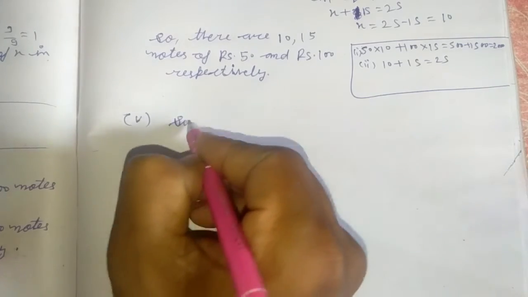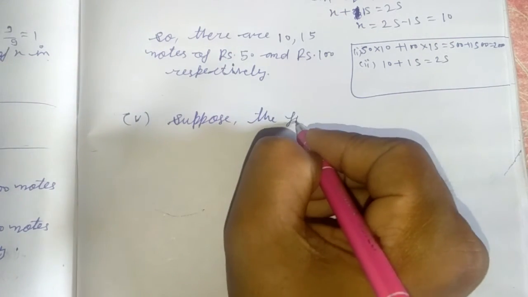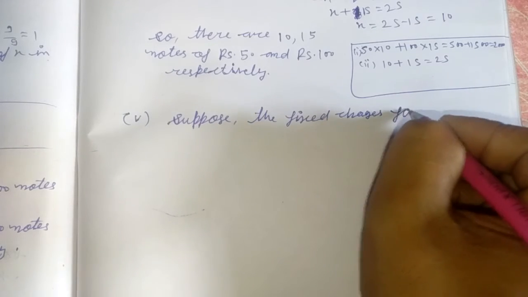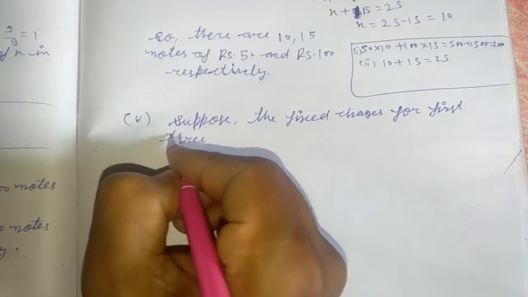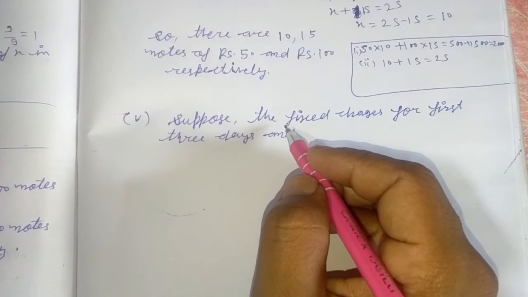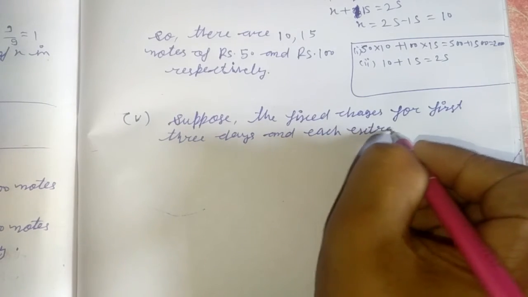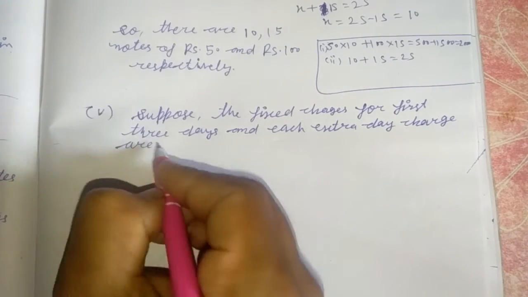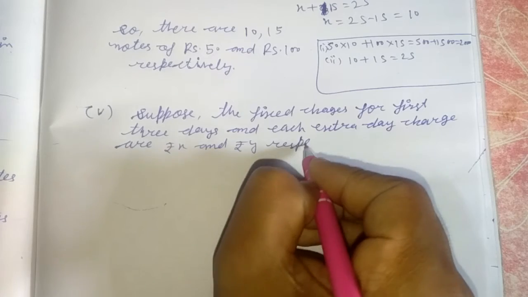So we write here, suppose the fixed charge for the first 3 days and additional charge, or you can say extra, each extra day charge are x rupees and y rupees respectively.